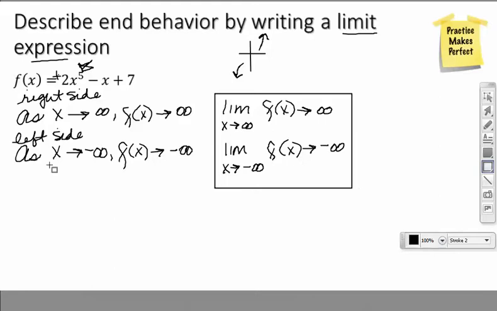On this one, there really is no showing your work. I mean, you can draw the little stuff like I did out here. You do not have to write as x approaches and all that stuff. All you've got to write is what I've put in the box.